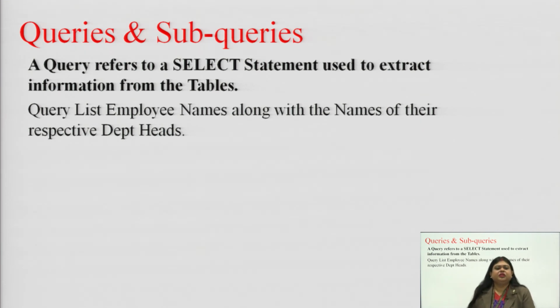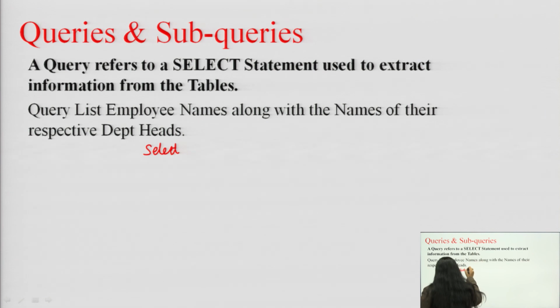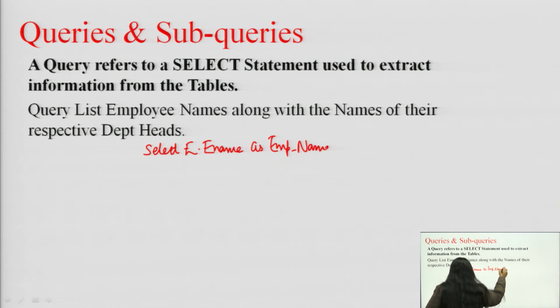This is very simple. How are we going to do it? We will simply write select E dot employee name as employee name. Now, over here we are assigning the values of the attributes to a particular new attribute. So, here we are creating some temporary attributes and giving the values to those attributes.